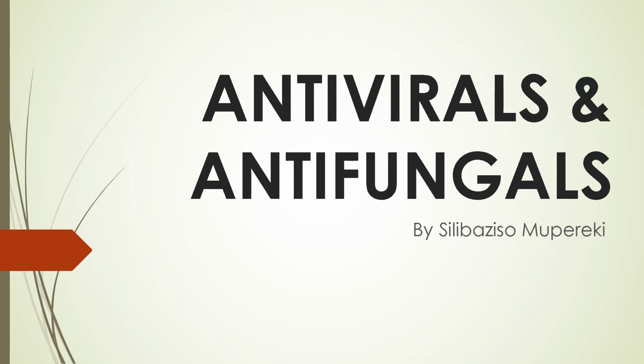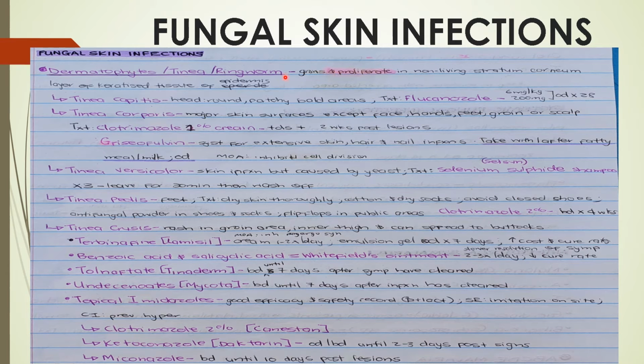So the first thing that we're going to be starting with is our fungal skin infections. These are known as our dermatophytes or tinea or ringworms. These grow and proliferate in the non-living stratum corneum layer of the keratinized tissue of the epidermis. So they pretty much grow on the top layer of your skin. There are obviously different types of tinea or dermatophytes or ringworms, so please note that all those names might be used, but they're all referring to the same thing.